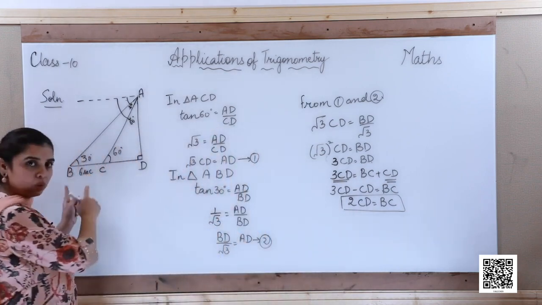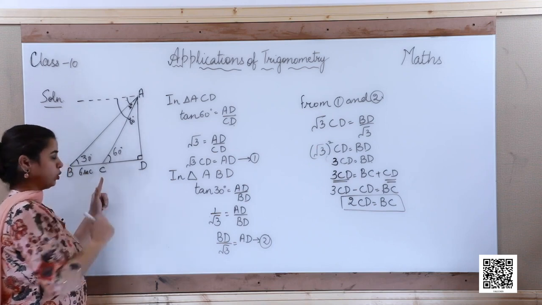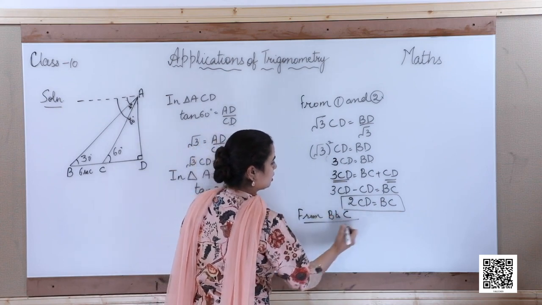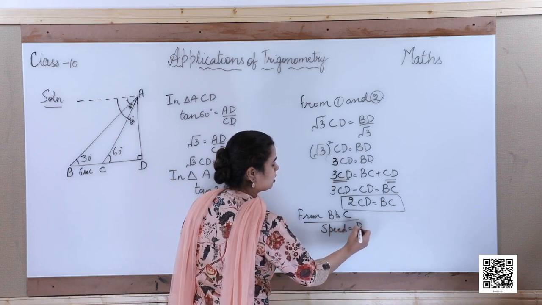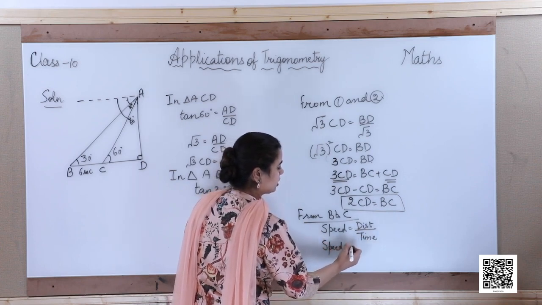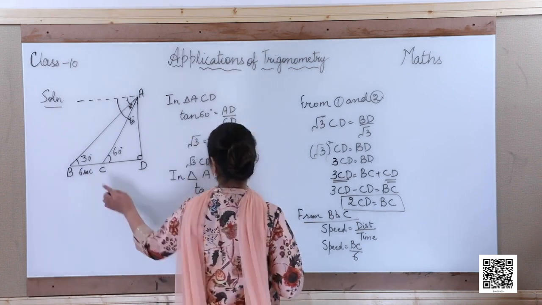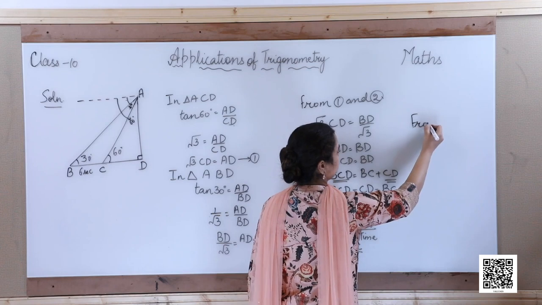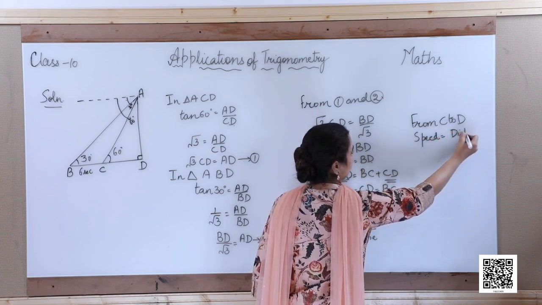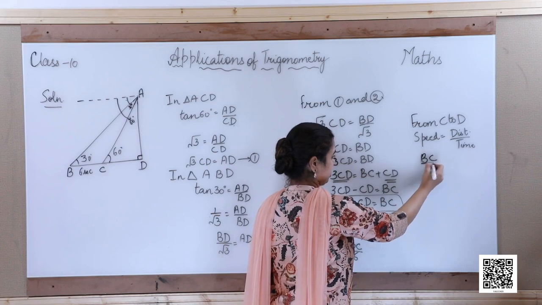Moreover, I know that the speed is uniform. It is not changing. So the speed for the interval B to C will be same as the speed for the interval C to D. So from B to C, speed is equal to distance upon time. That is, speed is unknown, distance is BC and time is, we have been given, it is 6 seconds. Now for the next travel, that is from C to D. Again, speed is equal to distance upon time. Speed remains same as this. So I will write BC upon 6.